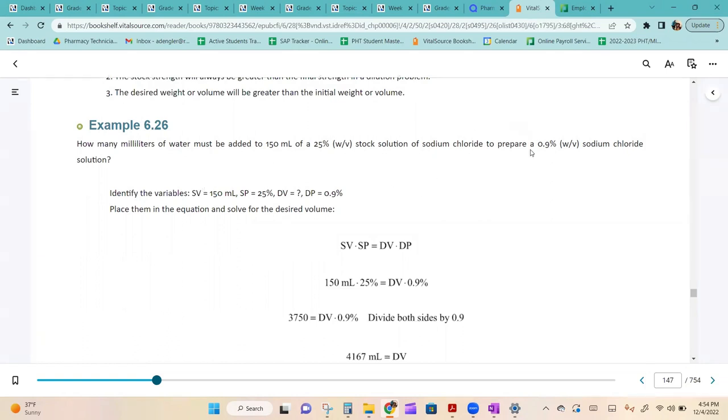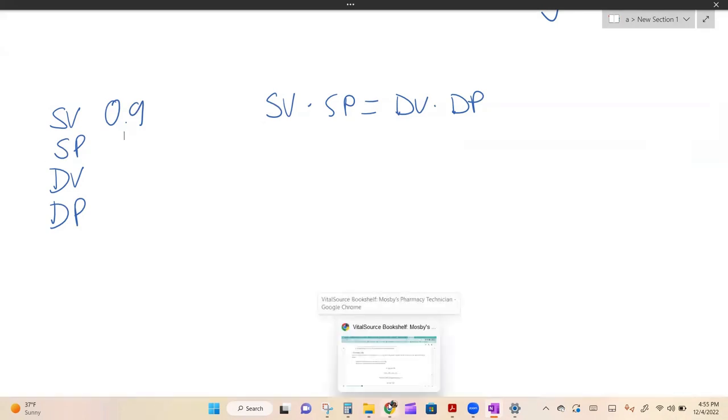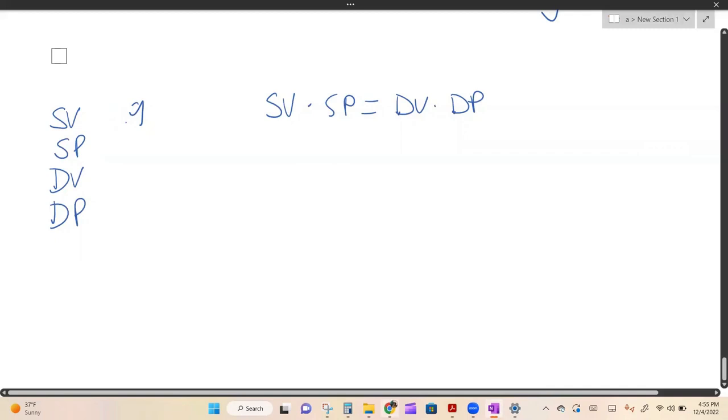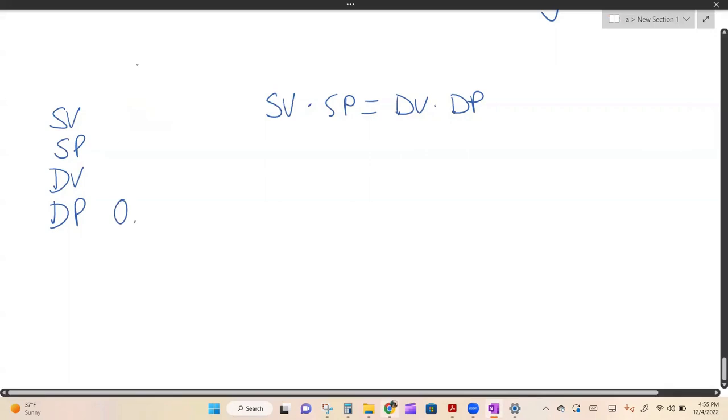So always when you're looking for your desired, you're going to look for prepare, make, what the doctor orders, or an order contains, or physician orders. So our desired percent is going to be 0.9%. So I'll write that here. And I don't need the percentages or any of the units for the problem at the moment. Sorry, that's desired. 0.9.